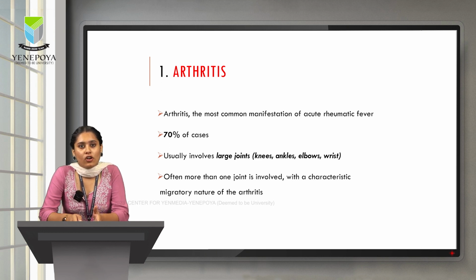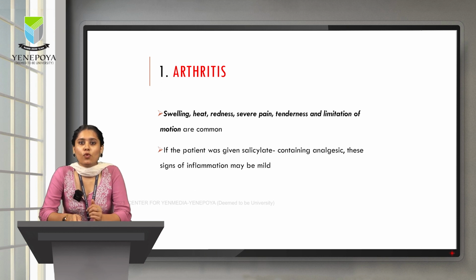So what is that called? It has a migratory nature, so it is called polyarthritis. Remember, it is called polyarthritis if more than one joint is affected. So arthritis is nothing but an abnormality related to the joints, which occurs in about 70% of the patients affected with rheumatic fever.